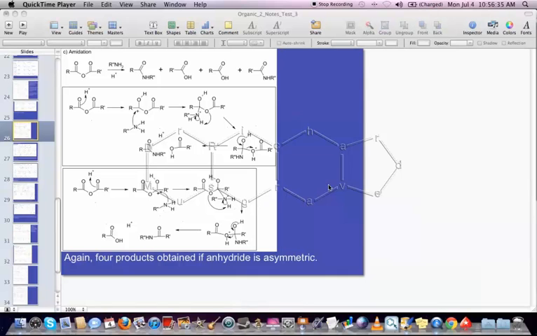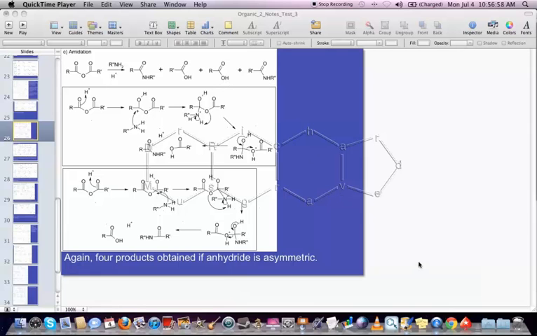Alright, well let's talk now about the amidation process of an acid anhydride. So we're going to be attacking an acid anhydride with an amine. We'll use an asymmetric acid anhydride, and an amine is also going to be considered an asymmetric reagent. So we're going to end up getting a set of four products here, or two sets of two products to give a total of four.